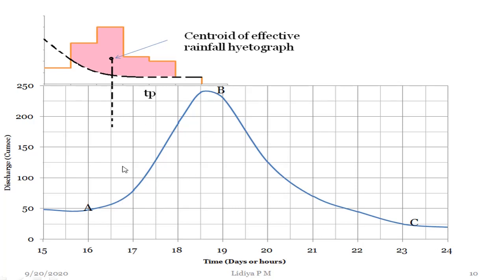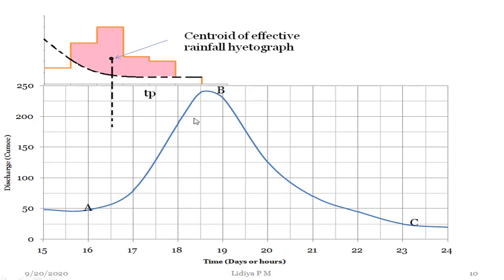This represents the hydrograph of the river basin. As I said earlier, at the beginning there is only base flow. That is, groundwater contributes to the stream, indicated at point A. After the commencement of rain, when the initial losses like interception and infiltration are met, the surface flow begins and there is a progressive increase in the stream flow.